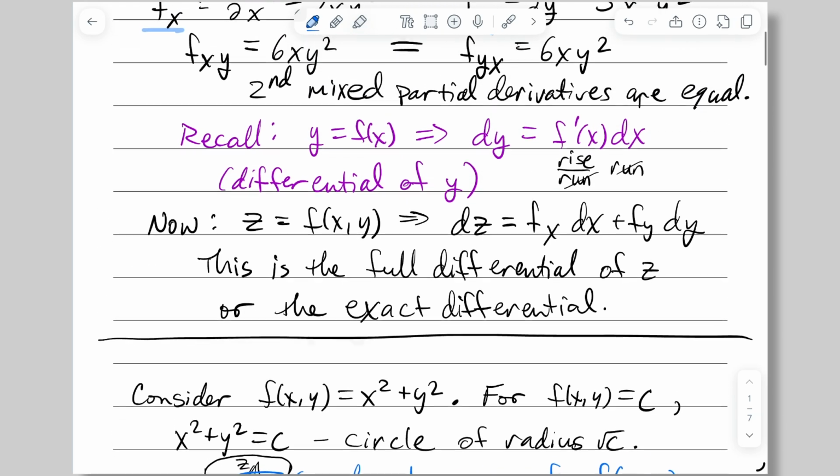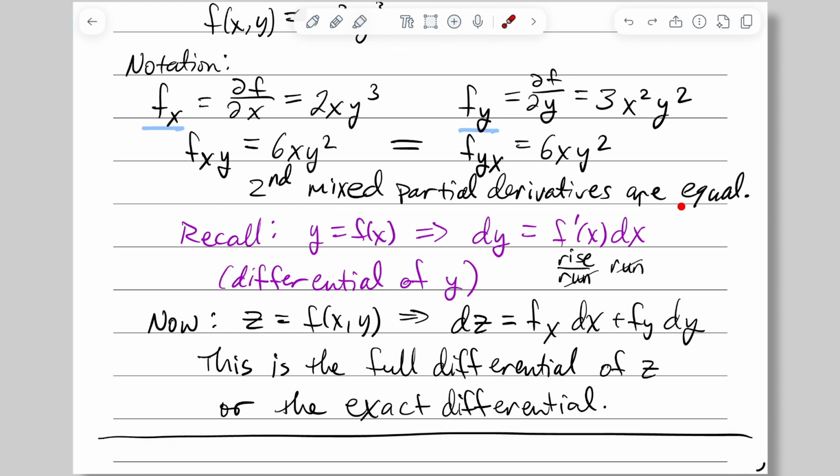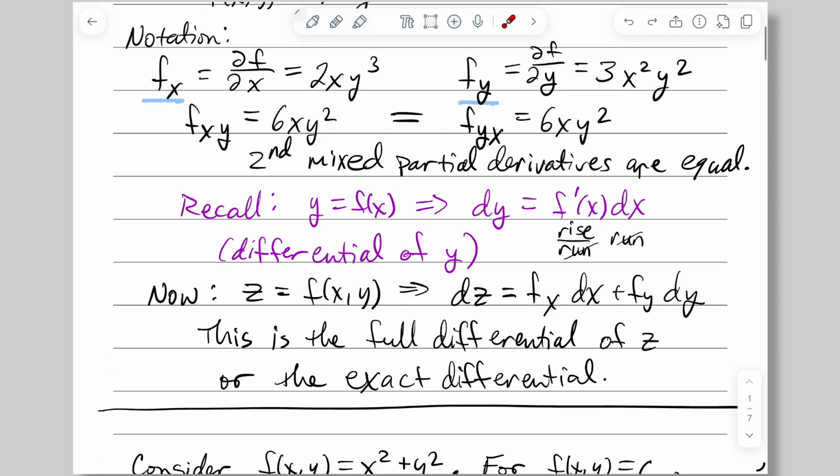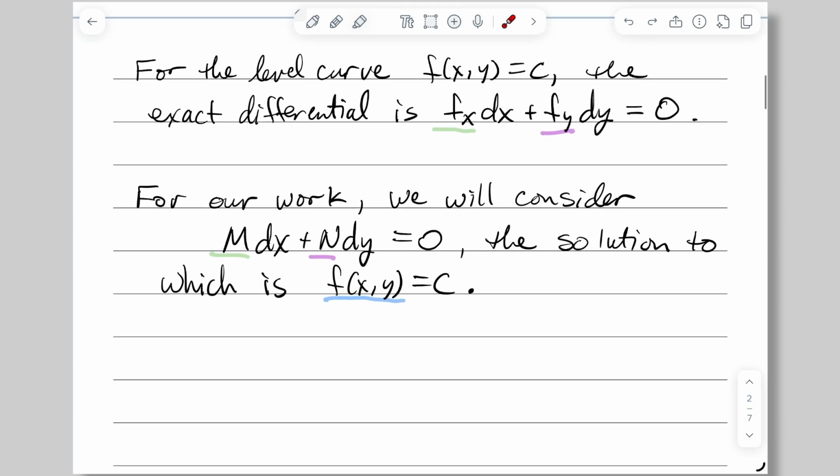Now a few minutes ago, I said that second mixed partial derivatives are equal. So if I start with a function f, partially differentiate with respect to x, and then y, or start again with f, partially differentiate with respect to y and then x, I get the same result. If we have an equation that's an exact equation, then the function in the term that has dx is a partial derivative with respect to x, and the function in the term that has dy is a partial derivative of some function f with respect to y.